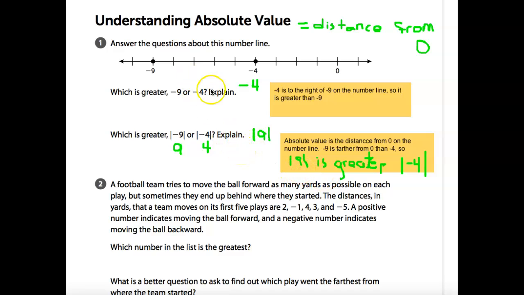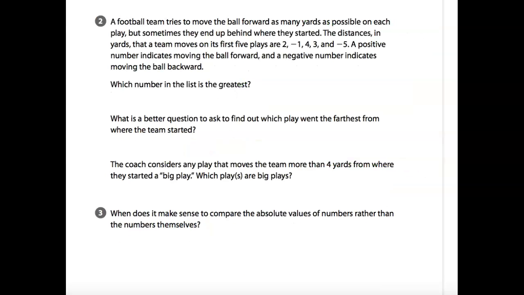All right, let's move on to number 2. Number 2 says, a football team tries to move the ball forward as many yards as possible on each play, but sometimes they end up behind where they started. The distances in yards that a team moves on its first 5 plays are 2, -1, 4, 3, and -5. A positive number indicates moving the ball forward, and a negative number indicates moving the ball backward.